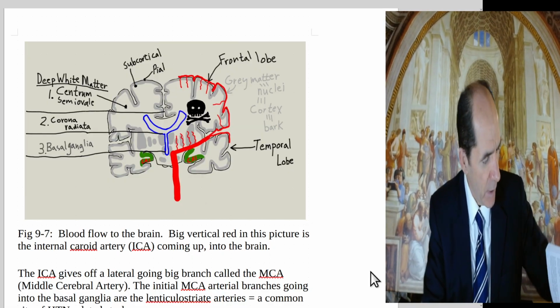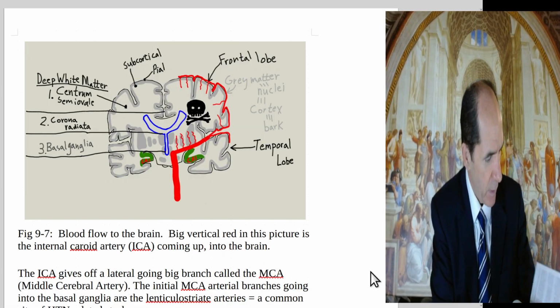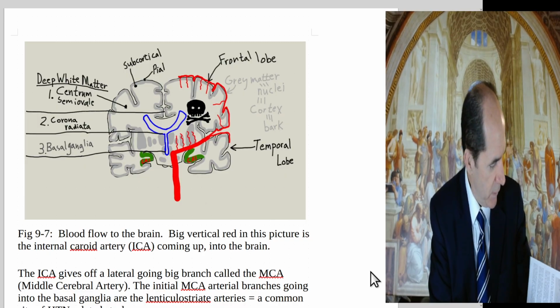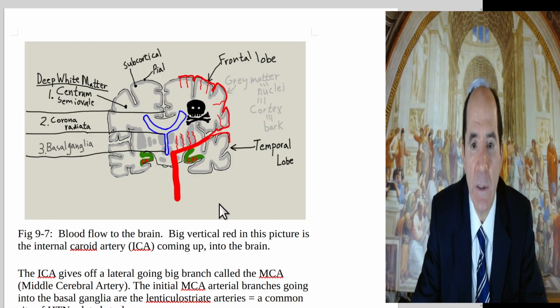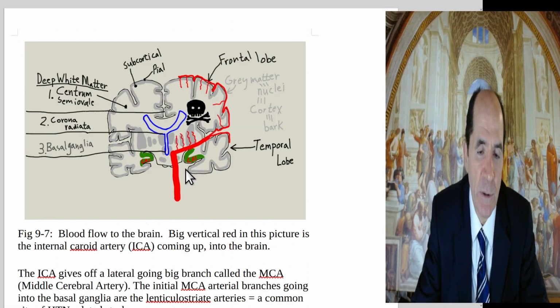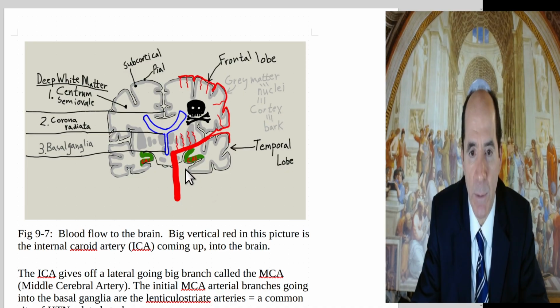We're on something like page 160. Okay, we're talking about stroke today. So here's the key diagram to understand stroke. This is the best picture you'll ever see to understand the concept of stroke.